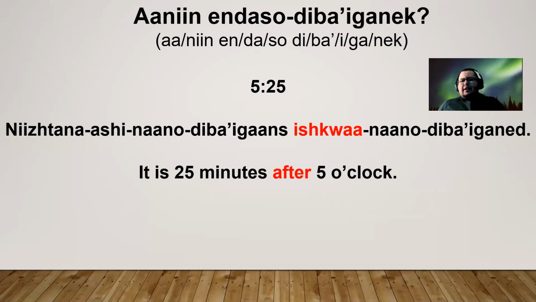And so I hope you've seen the pattern that I showed in this presentation. Again, you can always rewind this, play it over again, and go through it. You can also change the minutes. Maybe it's 17 minutes after 5 o'clock, 17 minutes after 7. So you would say the number for 17, which is ashinijwaso, and then you would put dibaigans, ashinijwaso-dibaigans, 17 minutes, ishkwa, after, and say it's 7 o'clock. So we would say nijwaso-diba'iganek. Okay, so we can throw in our own numbers in any of these spots as long as we have dibaigans for our minutes and diba'iganek to tell us that's what hour it is.